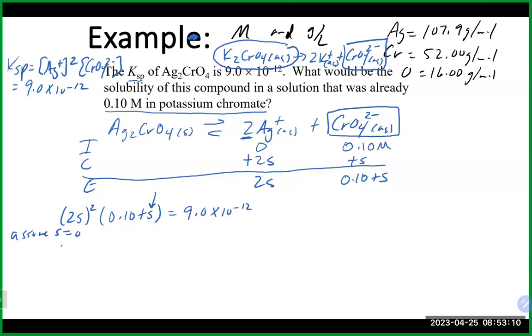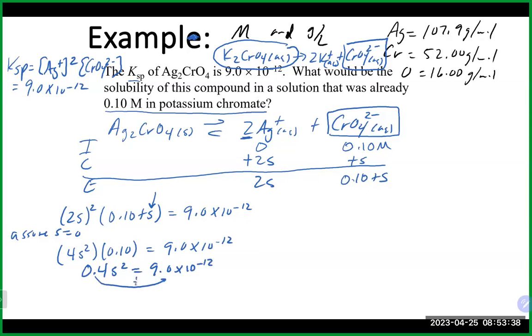That would then reduce this down. I'll just do the math there. 4S squared times 0.1 is equal to 9 times 10 to the minus 12. However you want to do the math here, you could do it separately, or you can multiply them together, the 4 and the 0.1 if you like. That gives you 0.4 S squared is equal to 9 times 10 to the minus 12. Obviously, we're going to divide that and also then take the square root of it. So if we divide it first, 9 to the minus 12 divided by 0.4, then take a little square root action on it.